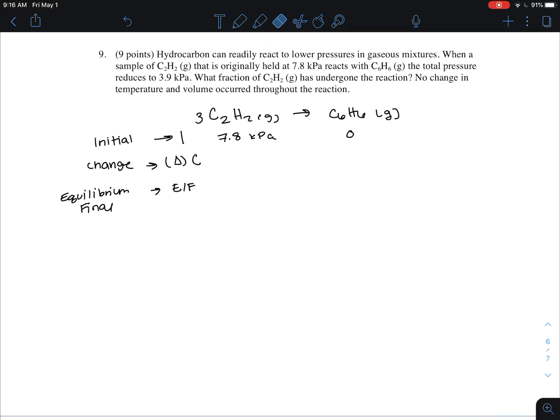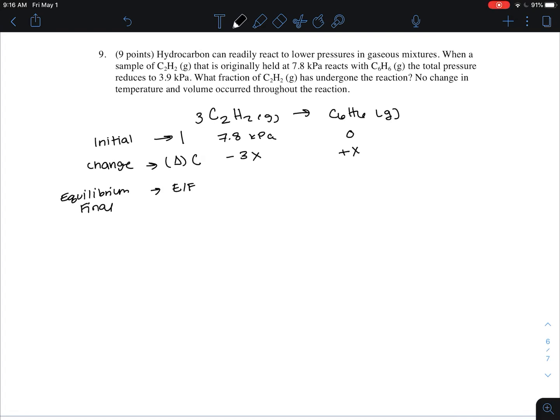This is going to go away, right? This leaves as your product forms. So we say that's minus, right? Because that's going to go down and your product's going to increase. But you have to use the coefficient. So we say minus and then 3x.